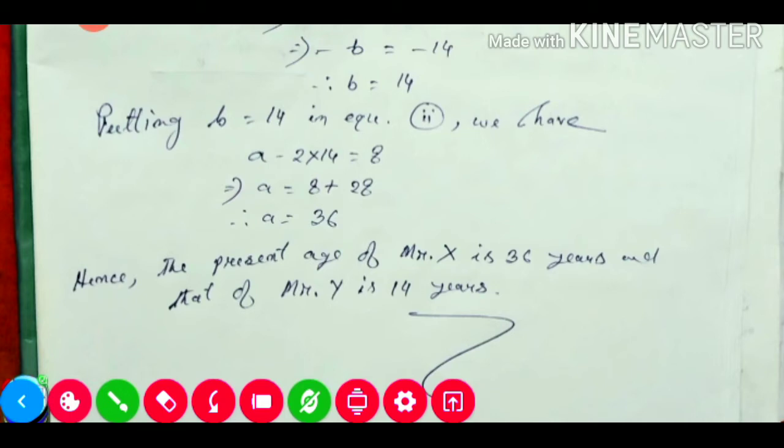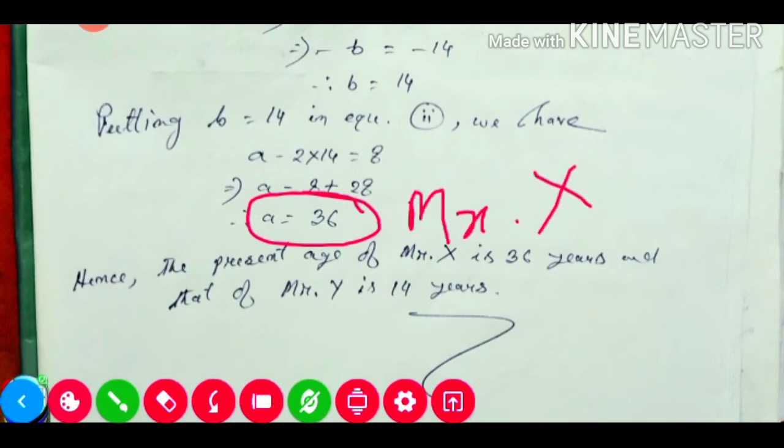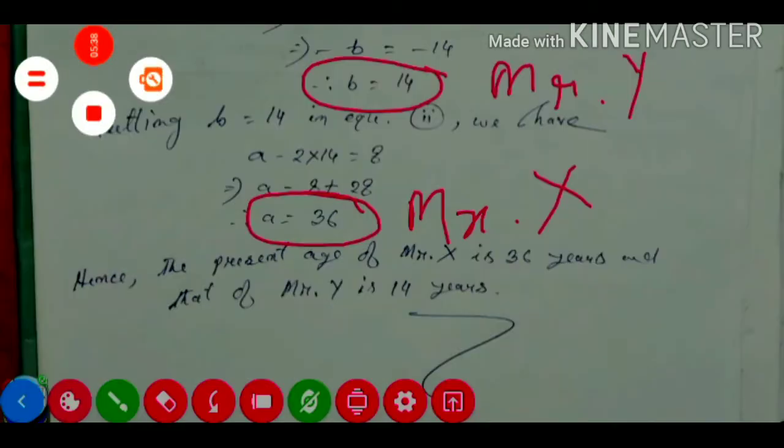So A we are considering as Mr. X age, and B it is Mr. Y. So Mr. X age is equal to 36, and Mr. Y is equal to 14 years. So therefore the present age of Mr. X is 36 years, and that of Mr. Y is 14 years.